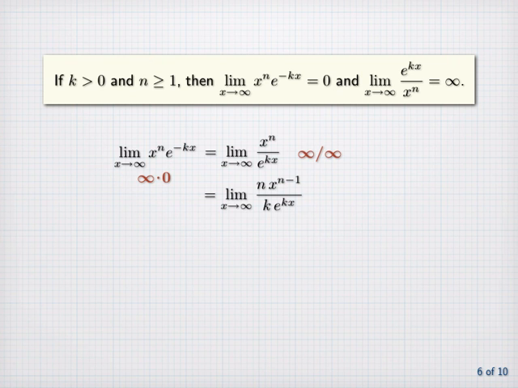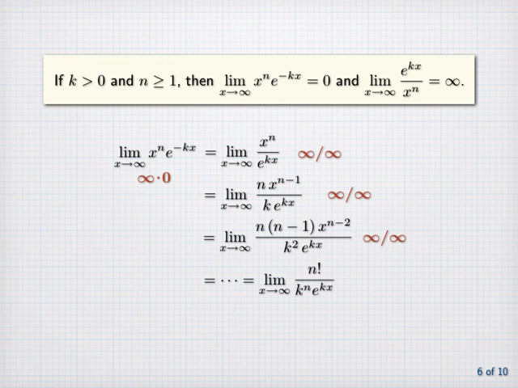If n is greater than 1, this is still an infinity over infinity form. We'll apply L'Hopital's rule again, and we have n times n minus 1 times x to the n minus 2 over k squared e to the kx. And if n is bigger than 2, this is still an infinity over infinity form. This process can be continued until we get to x to the 0 power, at which time the numerator will look like n factorial, that is n times n minus 1 times n minus 2 and so forth down to 2 times 1, divided by k to the nth power times e to the kx. And once we arrive here, the denominator approaches infinity while the numerator is constant, and so we end up with a limit of 0.